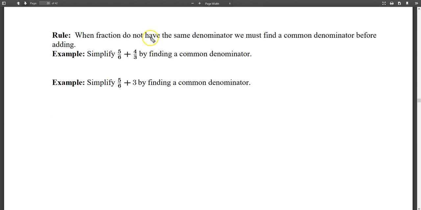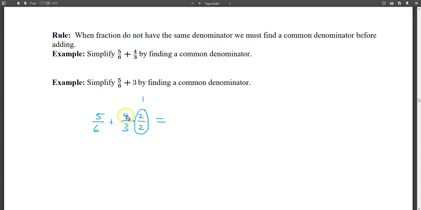Now, when fractions do not have the same denominator, then you have to find a common denominator before you add. So for example, let's simplify 5/6 plus 4/3. Let's add that together. Now what we're going to have to do here is create a common denominator. Notice that if I multiply this 3 by 2, I will get the 6 over here. So we will multiply the 4/3 by 2 over 2. Notice we don't change anything when we do this because 2 over 2 is just the number 1.